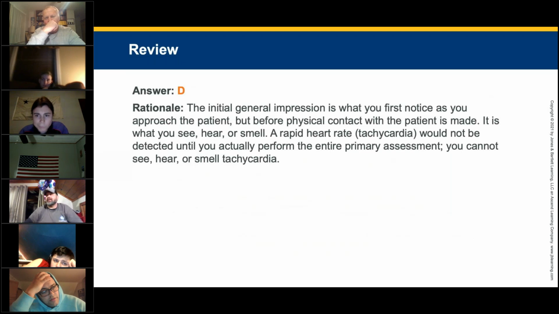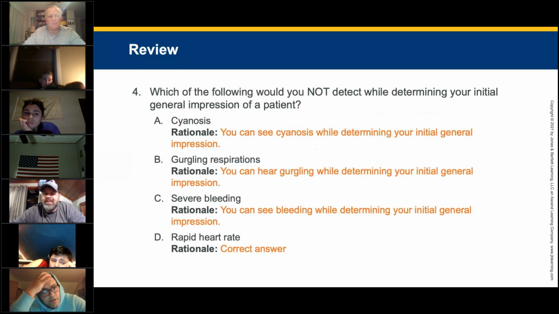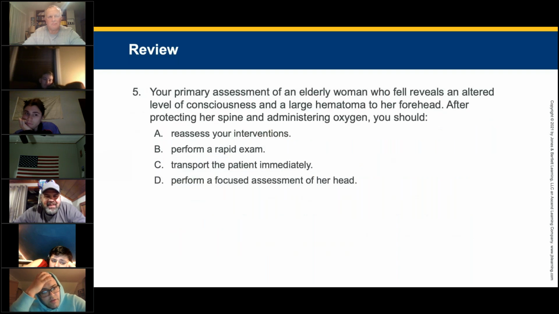So remember, with your ABCs, it's the quick, down and dirty life threats. You're not assessing pulse rates and things like that during your ABCs. You're looking for the immediate life threats to the airway, breathing, and circulation. Your primary assessment of an elderly woman who fell reveals an altered level of consciousness and a large hematoma to her forehead. After protecting her spine and administering oxygen, you should do what?